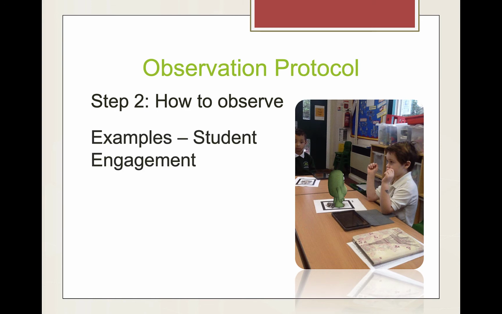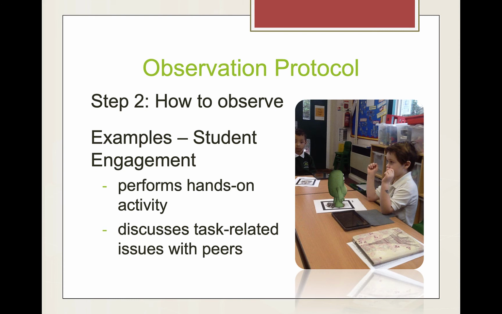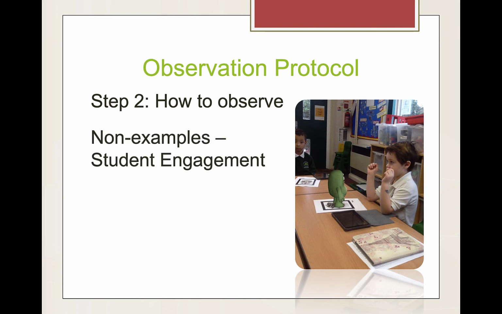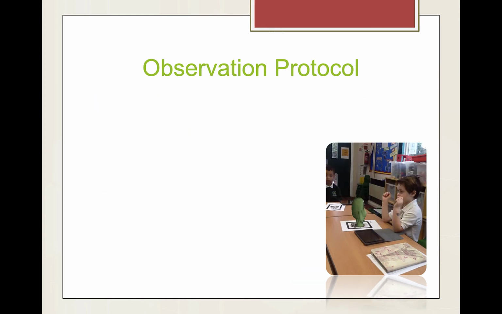Here's some examples for how to observe. Student engagement might include performs hands-on activity, discusses task-related issues with peers, or listens to teachers. The non-examples of student engagement would be plays, passive, and bored.